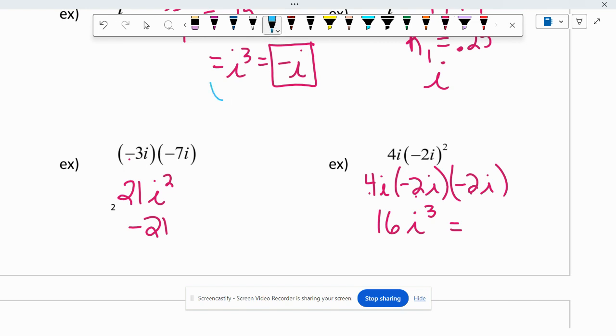And i cubed is negative i. We even have that right here. i cubed equals negative i. So this actually equals negative 16i. Negative 16i.